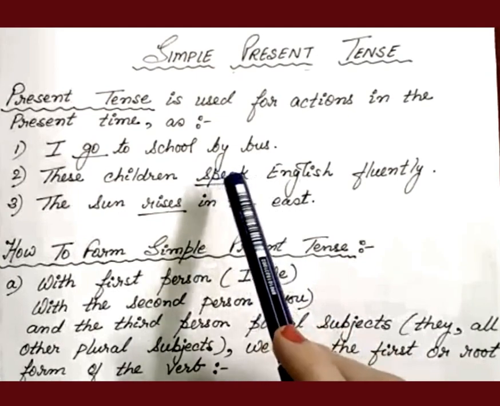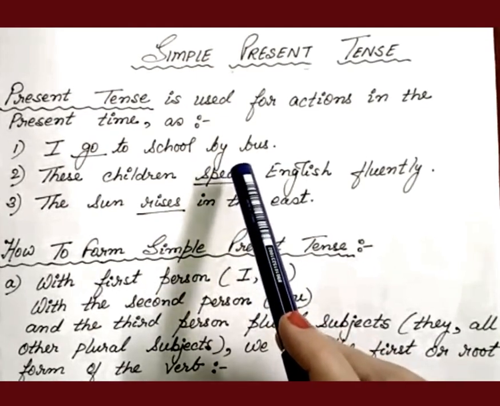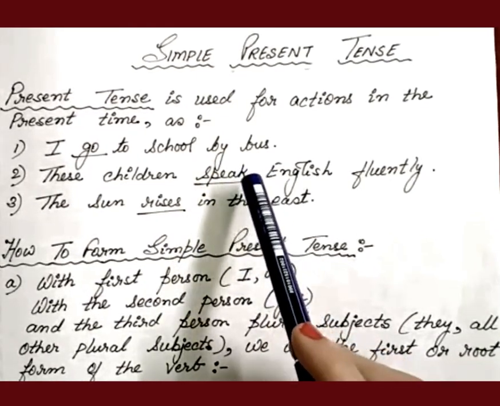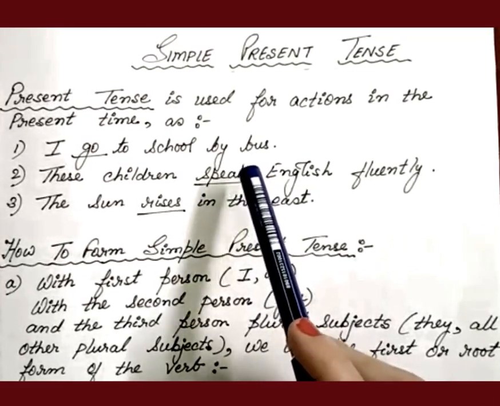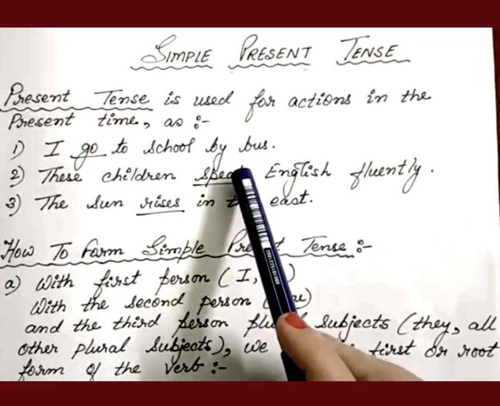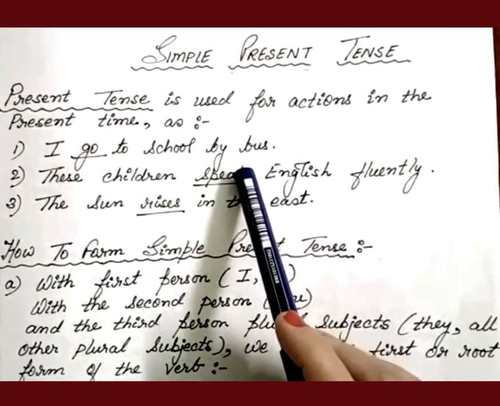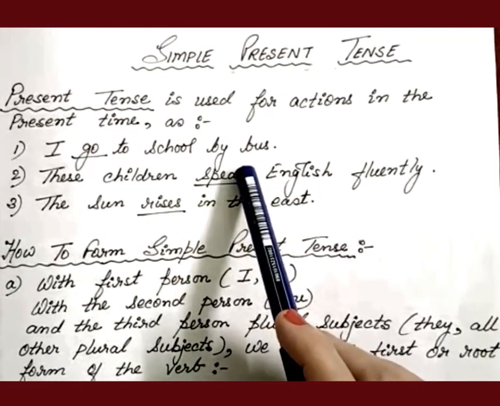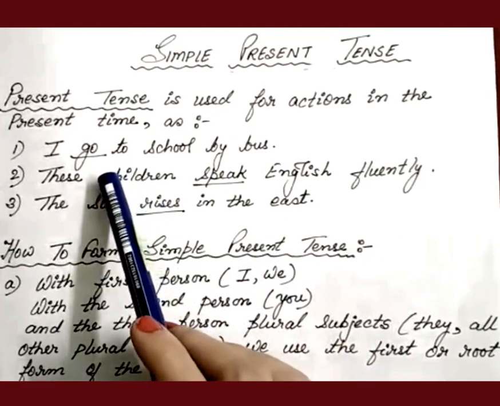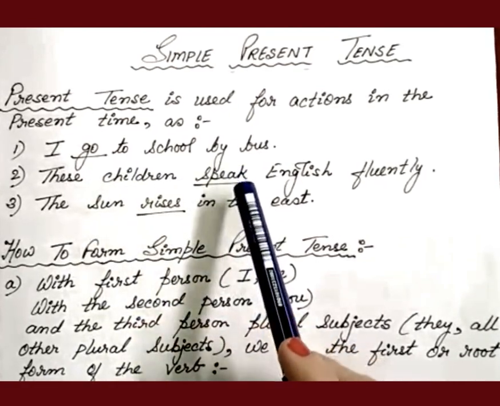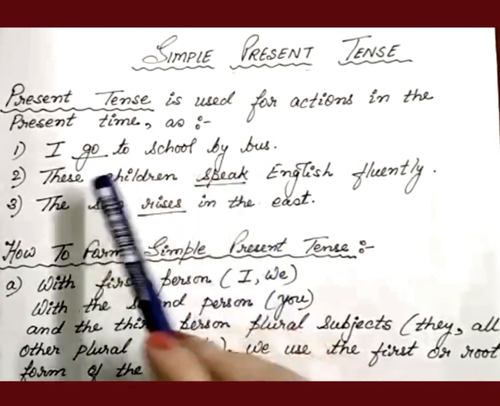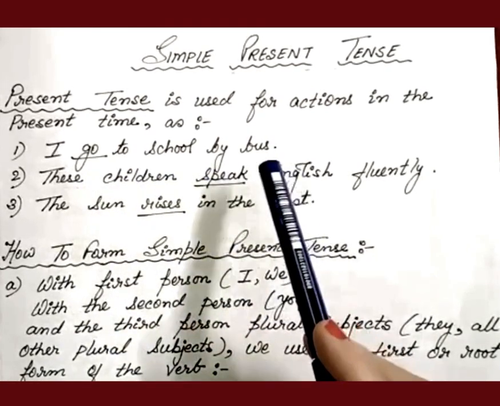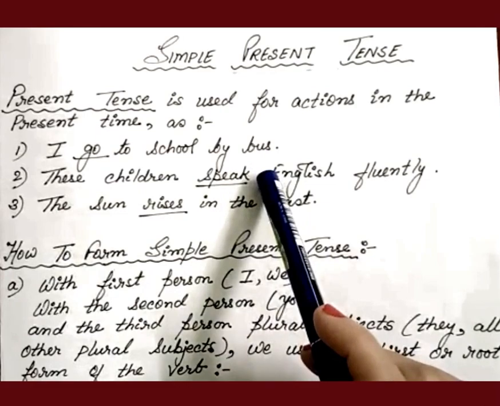That means here the action that is being referred to is going to school by bus, and this is not an action which refers to a past time or somewhere in the future. This action belongs to the present. That means a student is talking about his or her regular going to school by bus. So I go to school by bus. So obviously this belongs to the present tense.